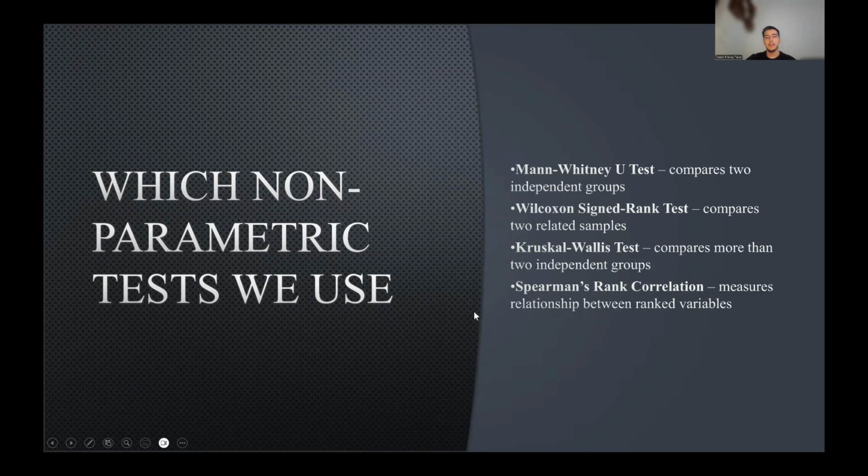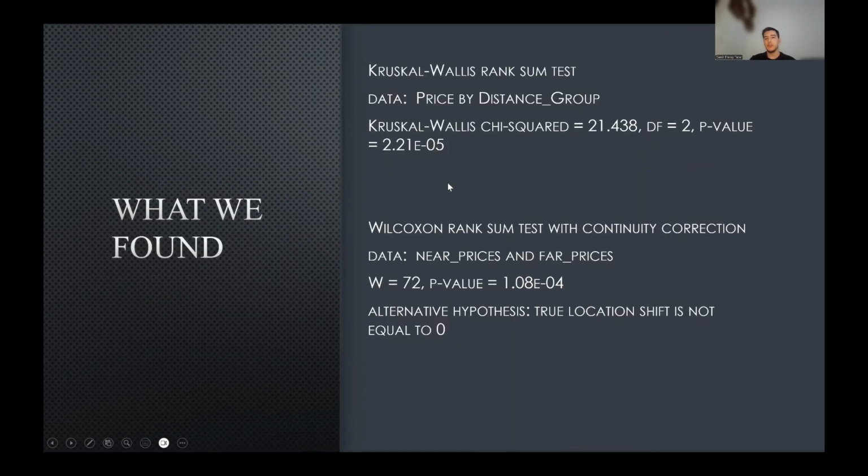Which non-parametric test do we use? Mann-Whitney U test: it compares two independent groups. Wilcoxon signed-rank test: this compares two related samples. Kruskal-Wallis test: this compares more than two independent groups. Spearman's rank correlation: this measures the relationship between ranked variables. That's what we found in Kruskal and Wilcoxon.